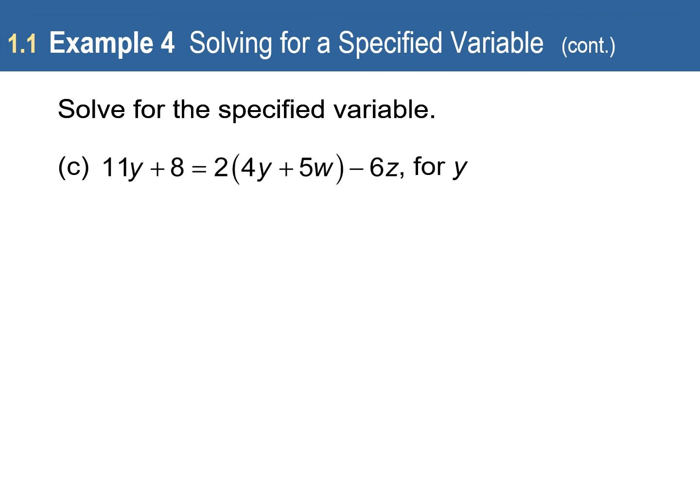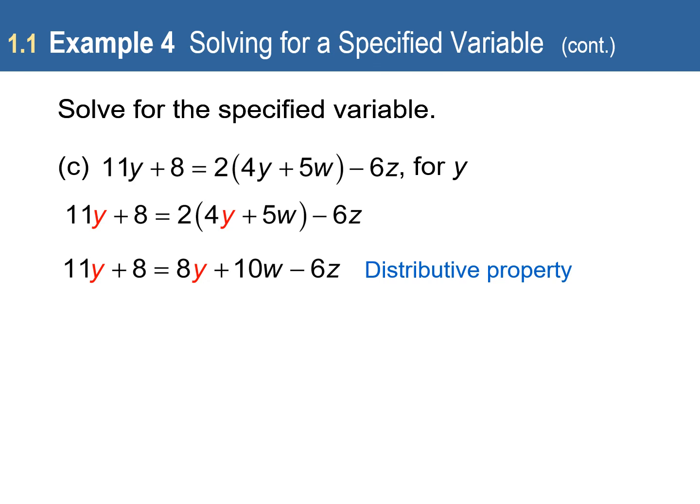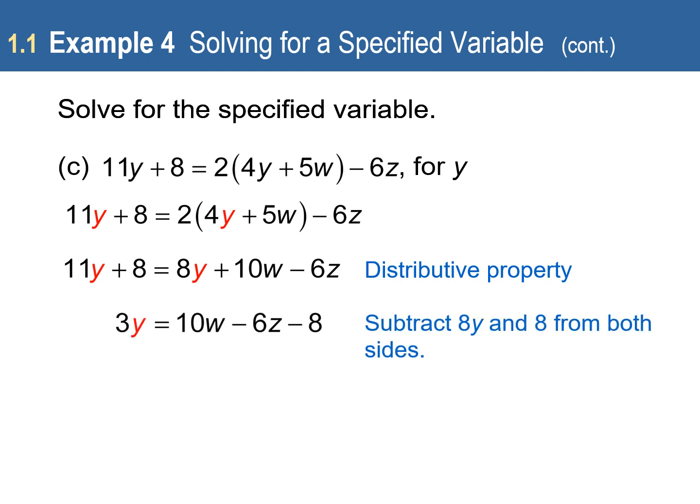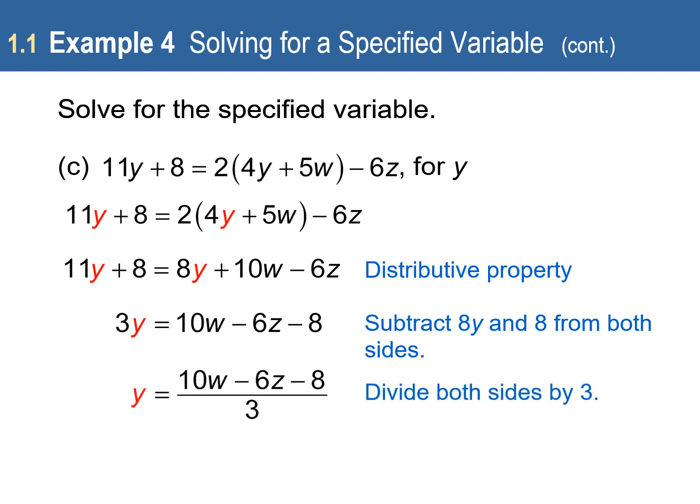Now suppose I want to solve 11y plus 8 is equal to 2 times 4y plus 5w minus 6z, and I want to solve it for y. The first thing you always want to do is distribute, so you can get rid of those parentheses. So you distribute that 2 to the 4y and 2 to the 5w. Next, you want to collect like terms. So we're going to get all of the y's on the left, and then we're going to subtract 8 from both sides to get all of the numbers to the right. And now in order to isolate y, I need to divide by 3.